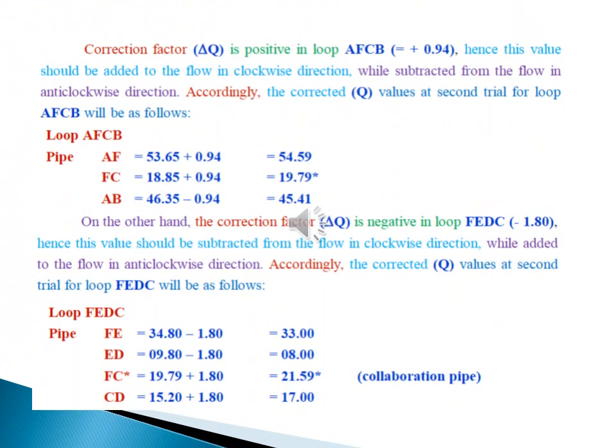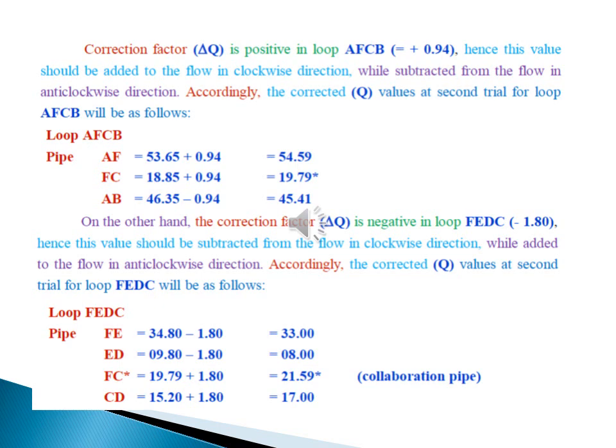Look, my dear, the correction vector delta Q is positive in loop AFCP. Hence, this value should be added to the flow in the clockwise direction, while subtracted from the flow in the anti-clockwise direction. Accordingly, the corrected Q values at the second trial for loop AFCP will be shown and calculated as in front of you.